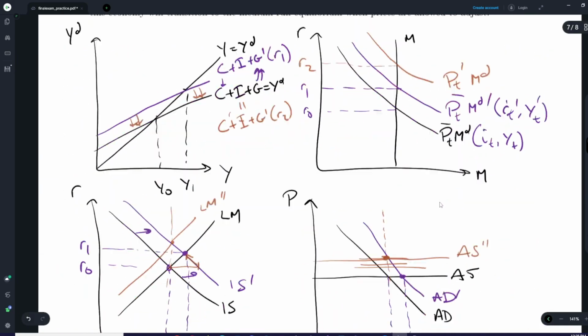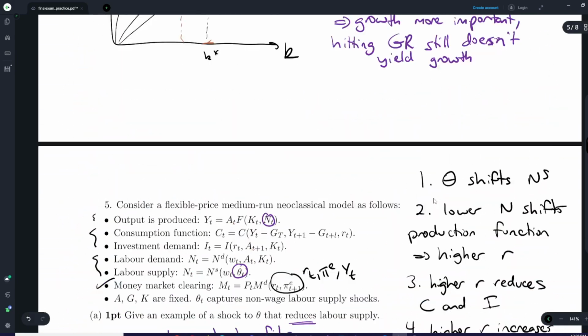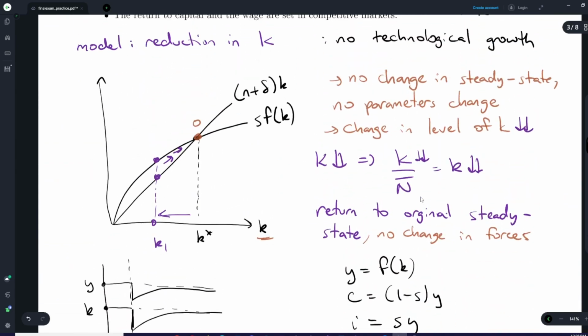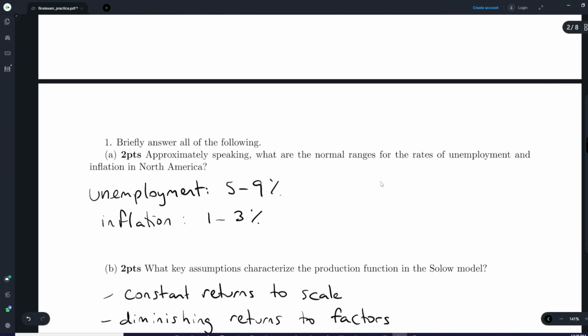And that's the entirety of the practice exam, right? We've got a solow model question. We've got some anecdotes about data, some fill in the blanks, applications of short run and medium run models, and I hope that was useful.